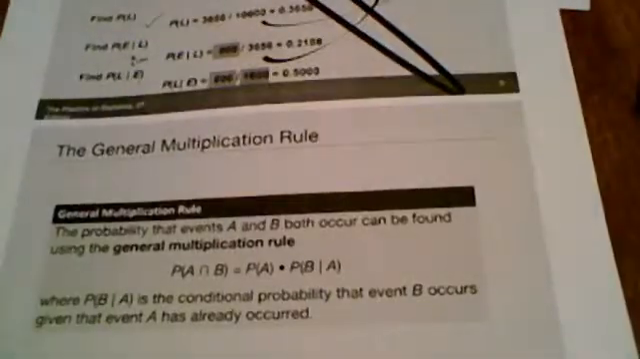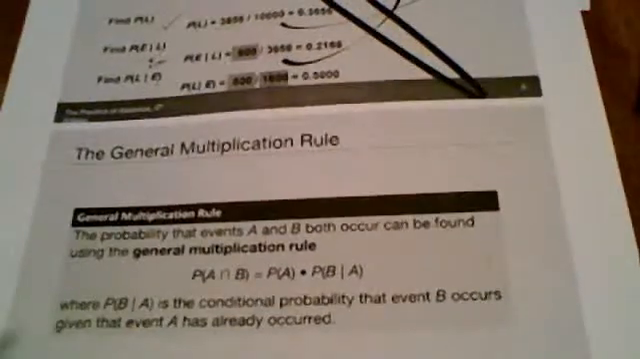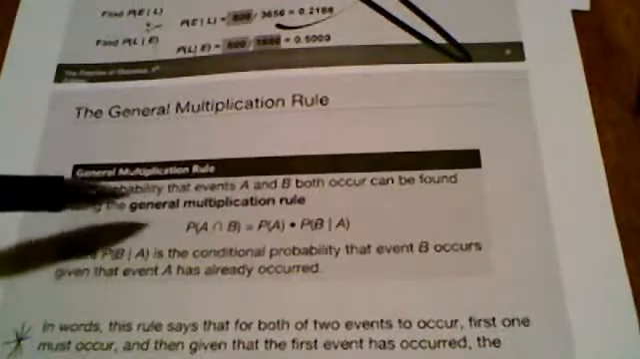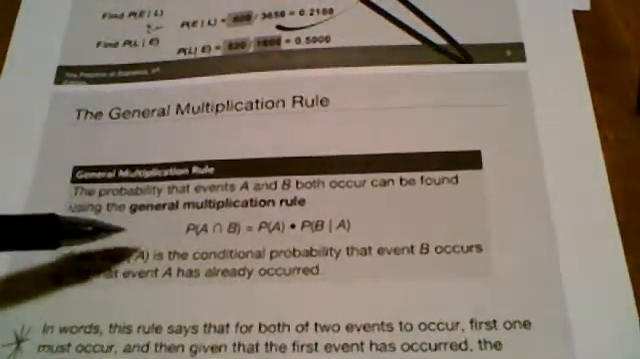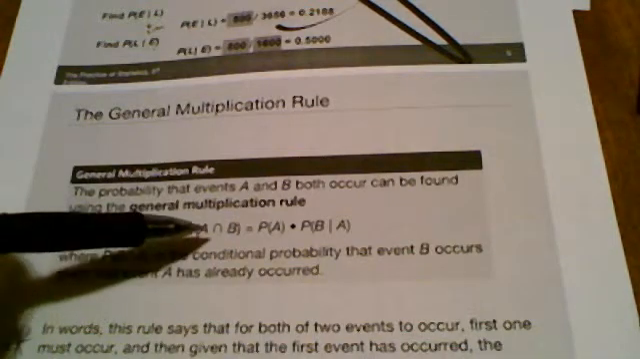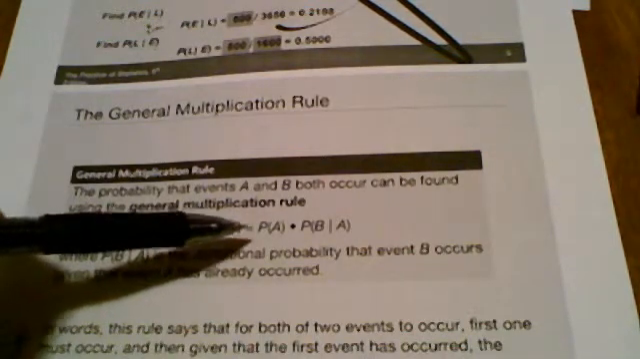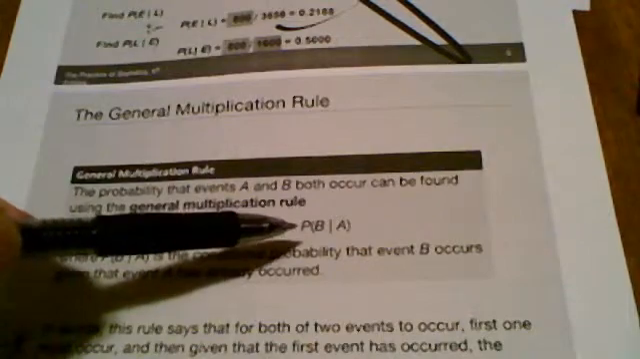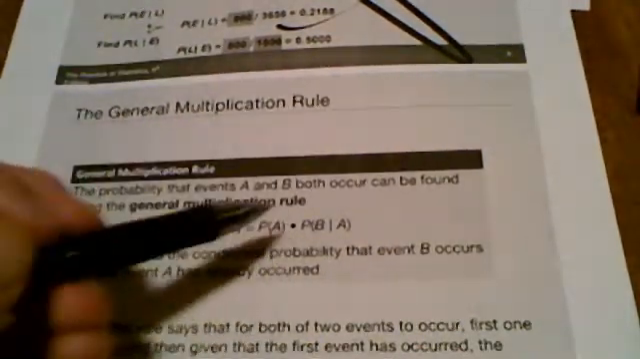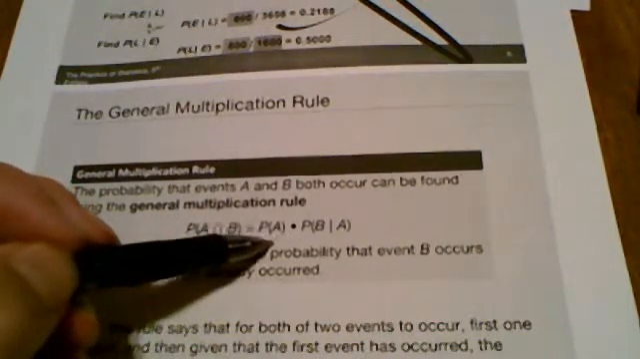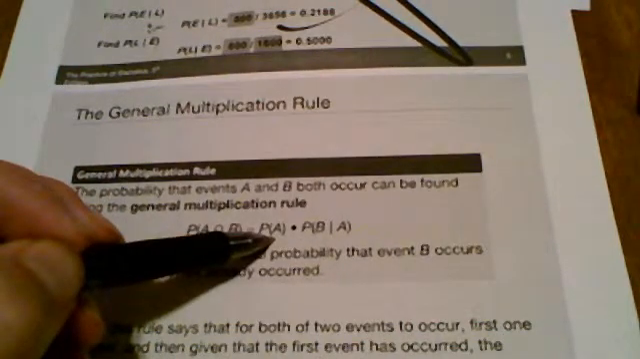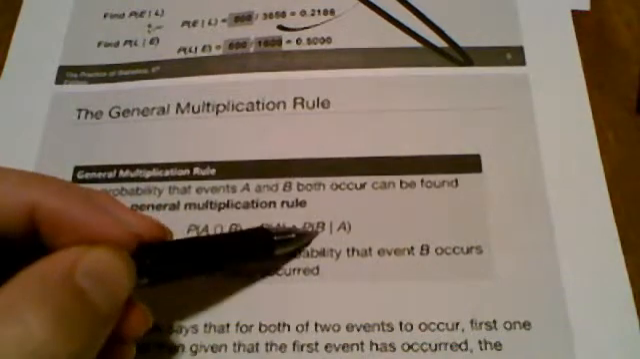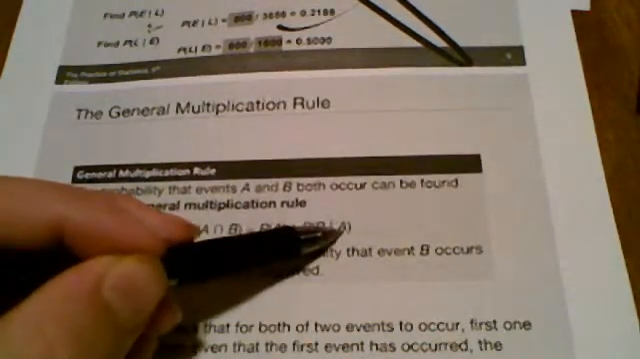Okay, this is the general multiplication rule, and it just says the probability that events A and B both occur can be found by using the general multiplication rule. The probability that A and B occurs is the probability of A times the probability of B given A. That seems a little tricky, but all that means is the probability of A happening times the probability of B happening, given that A has already happened.